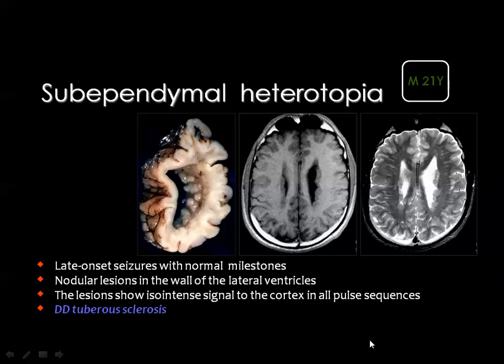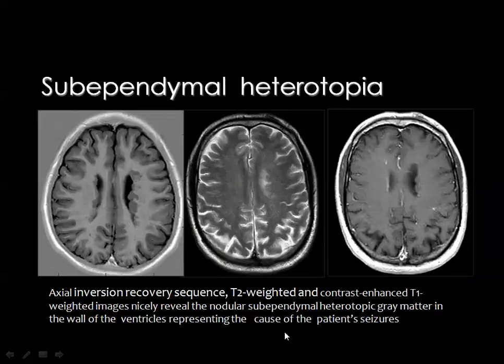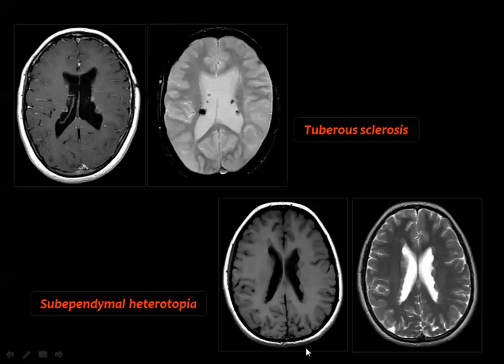Then there is a well-known disease where you can see multiple subependymal nodules, which is tuberous sclerosis. And I will mention how you can discriminate between both. This is a case of subependymal heterotopia with multiple gray matter nodules in the wall of the ventricle, and they are exactly similar to the cortex in the T1, similar to the cortex in the T2. And if you inject the contrast material, the nodules will not enhance.